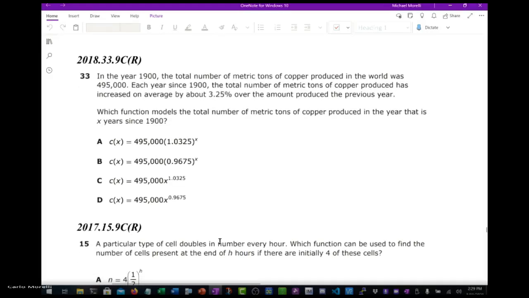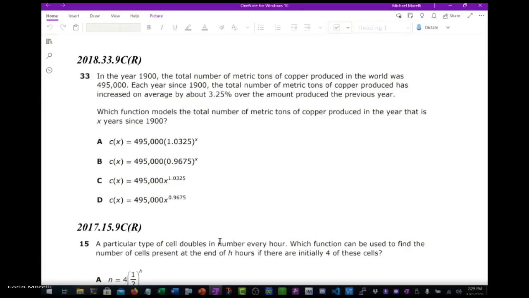Okay, this is easy. In the year 1900, copper sum started at 495,000 starting value. Y-intercept of this equation is 495,000. Every year since, the copper has increased. That means it's a growth function by an average of 3.25. Okay?